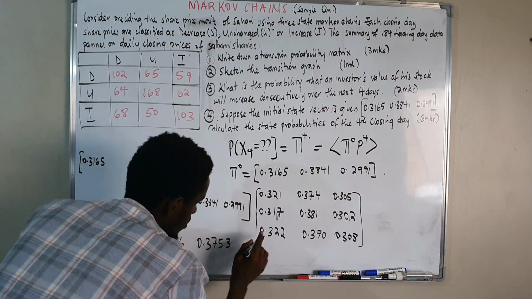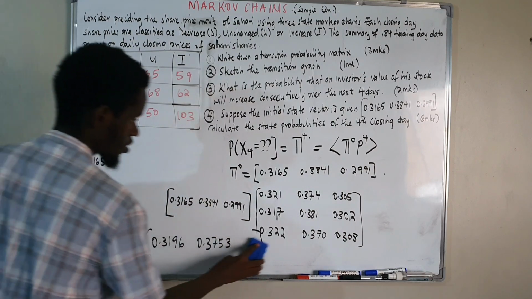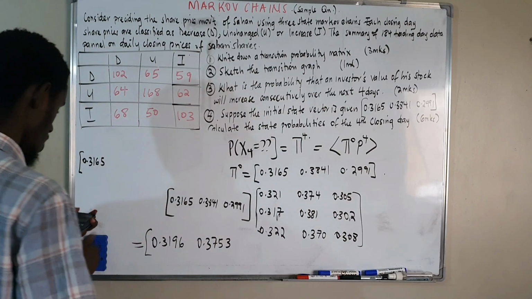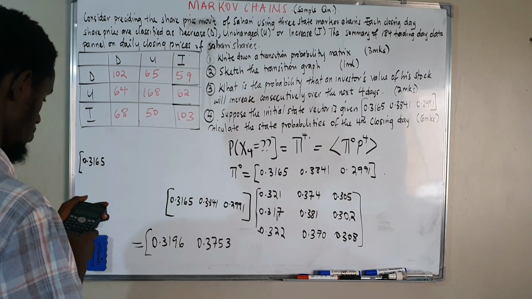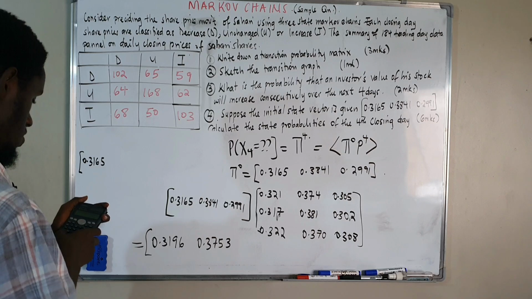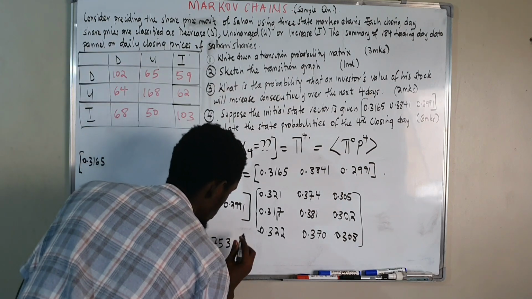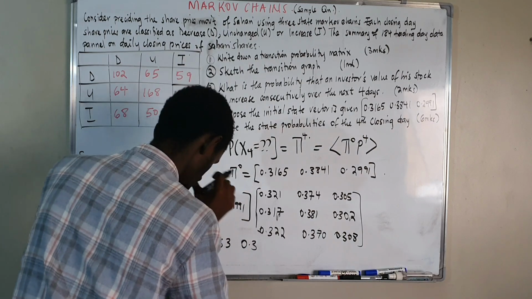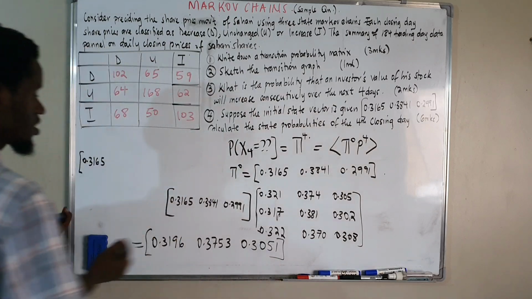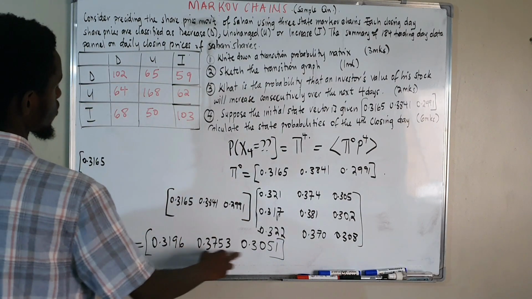So our final answer is just going to be 1 minus these two. I'll have 1 minus 0.3196 minus 0.3753, which is going to be 0.3051. These are the probabilities that on the 4th day it will decrease, remain unchanged, or increase.